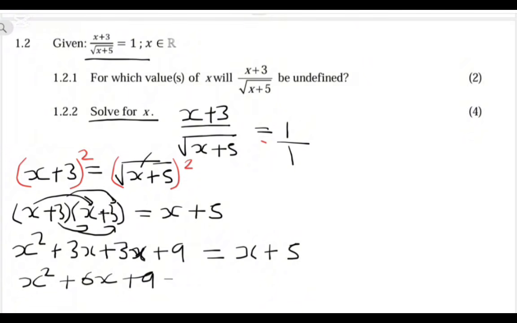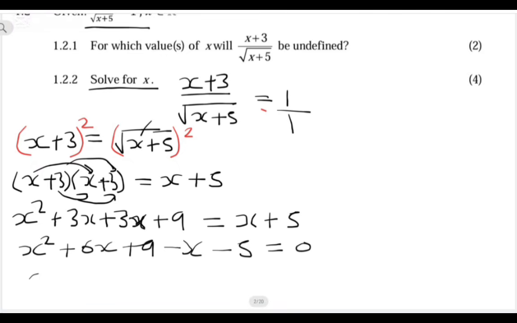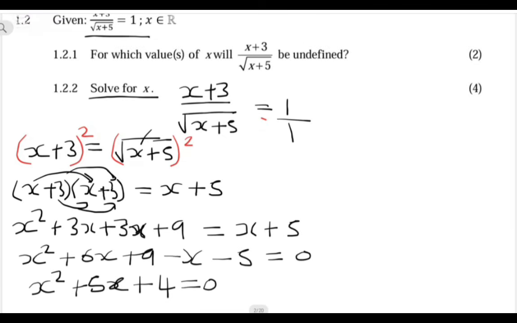And then we'll take this one to the other side. It's going to be negative x and negative 5. And we're going to be equal to 0 there. So we're going to have x squared, and then 6 minus 1 is going to give us plus 5x. And then 9 minus 5 is going to give us 4, which is equal to 0. And then we can finish this one here actually. So I'm going to open two brackets just like this, which is equal to 0.